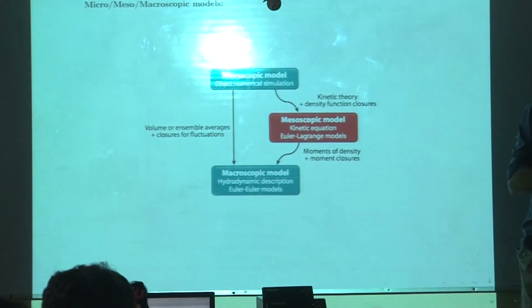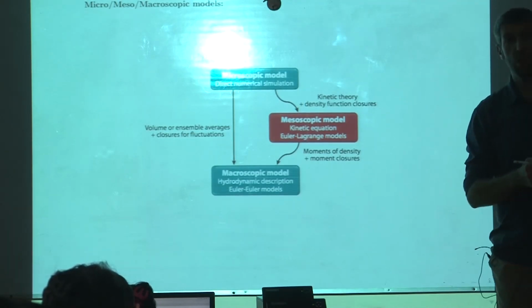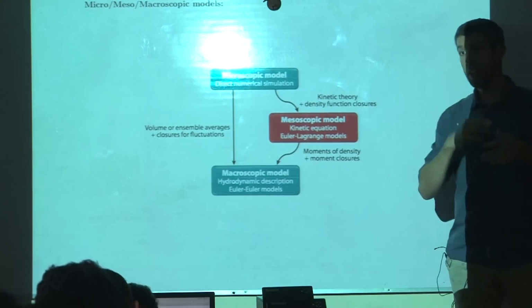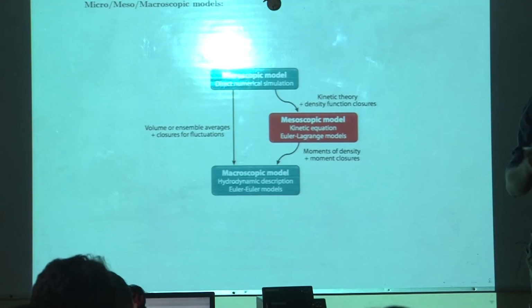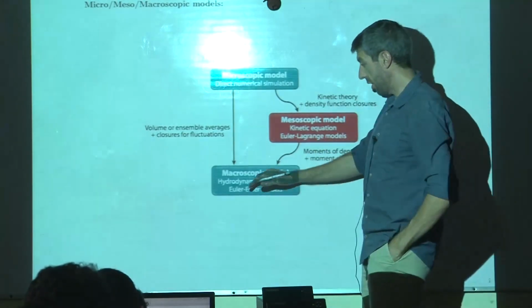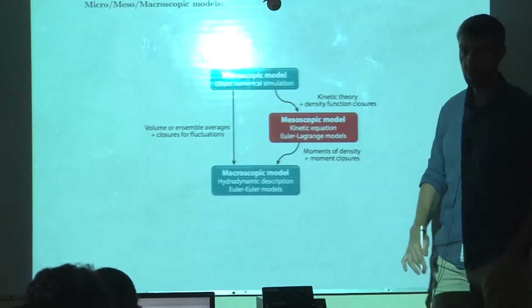The second thing is going to be the fact that if you're averaging, either ensemble averaging or volume averaging, a flow that is unsteady, chaotic, turbulent, you're going to have to account for fluctuations of the turbulent nature. The combination of those two things is what takes you to the macroscopic type of model.